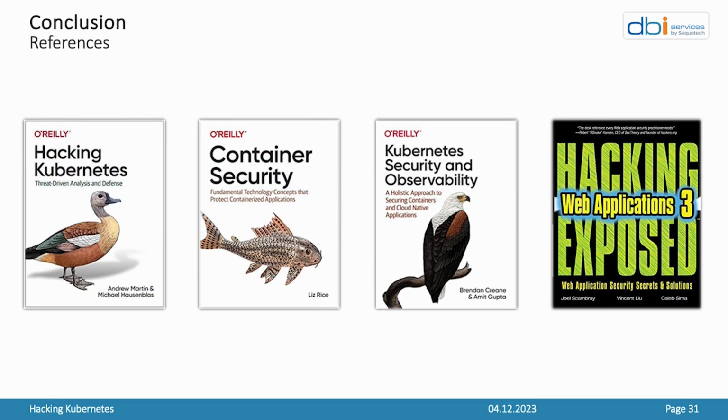We have seen only a few components that could be attacked and defended. Of course, there are much more. And if you want to go further, there are some very good books out there. Hacking Kubernetes is very detailed about some examples of attack and defense as well. Container Security goes very deep into the technology of the container and how you can secure it. Also, you can have Kubernetes Security and Observability that will provide you more information in this area.